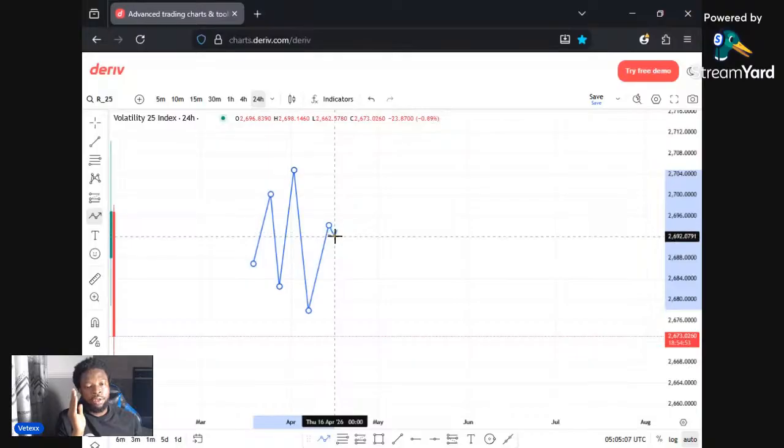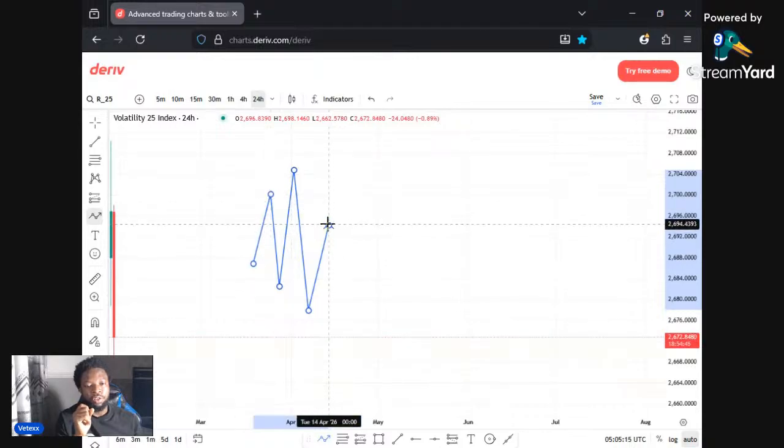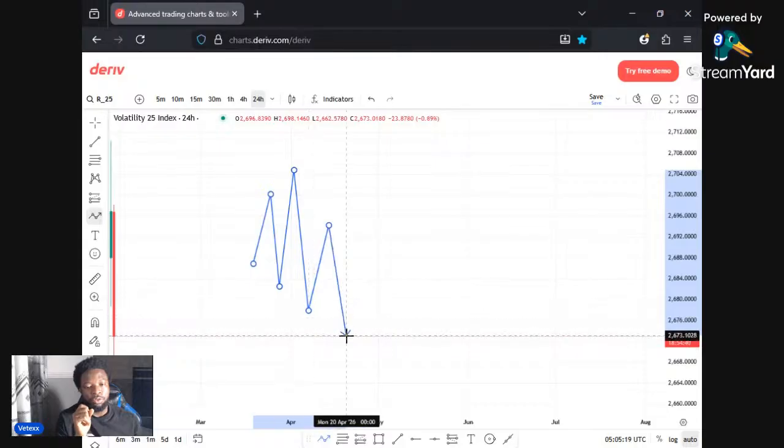So the rules are we must have two liquidity, and both of the liquidity must be swept. Then we must have two breaks of structure. This is liquidity one. Now this becomes liquidity two. This is break of structure one. This becomes break of structure two. So we have break of structure two like this. Then what do we do next?